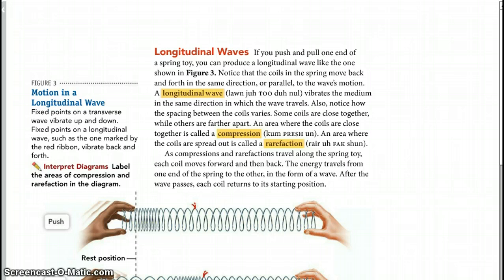An area where the coils are close together is called compression. An area where the coils are spread out is called rarefaction. As compressions and rarefactions travel along the spring toy, each coil moves forward and then back. The energy travels from one end of the spring to the other in the form of a wave. After the wave passes, each coil returns to its starting position.